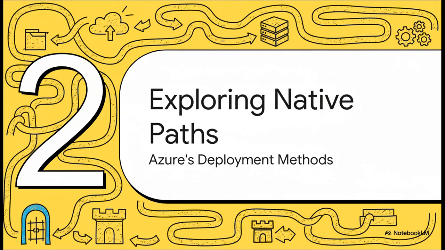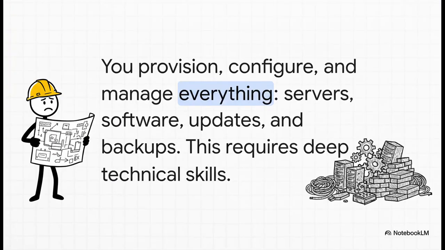All right, let's start by exploring what we'll call the native paths. These are the deployment methods offered directly by Azure itself. You can kind of think of these as the official, well-marked routes through that maze. So path number one. This is, let's call it, the do-it-yourself route. We're talking about building everything from the ground up on Azure virtual machines. It's like Azure hands you a plot of land and a huge pile of raw materials. But here's the catch. You have to be the architect, the engineer, and the entire construction crew.